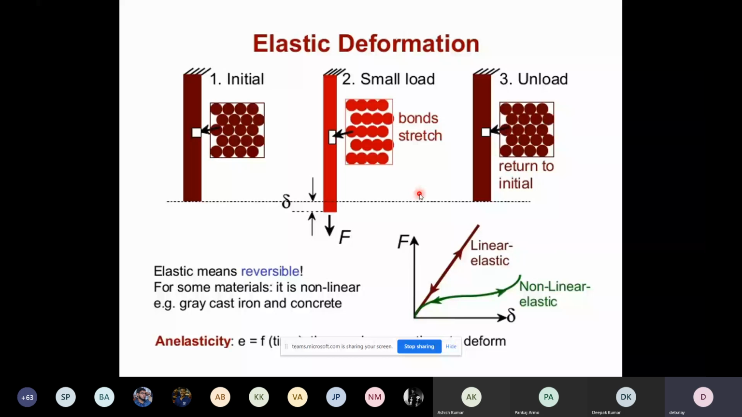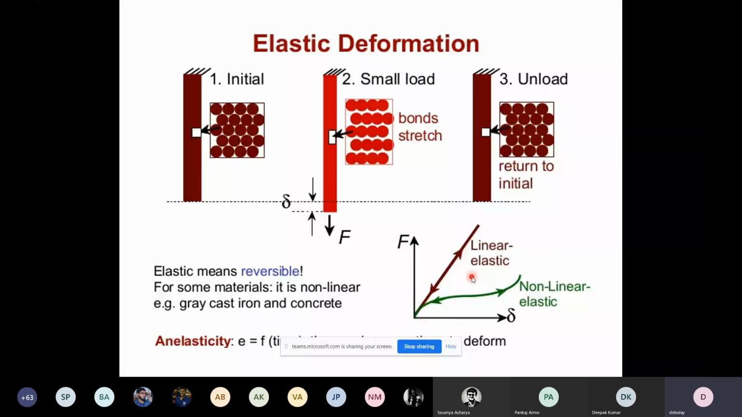Elasticity can be linear elasticity and non-linear elasticity, we have told. Elasticity can also be time independent, that you apply a stress, you immediately get an elastic strain. It can also be time dependent, that you apply a stress, gradually you get elastic strain with time. So that is called viscoelastic or anelastic behavior. We will come to the details of those things.